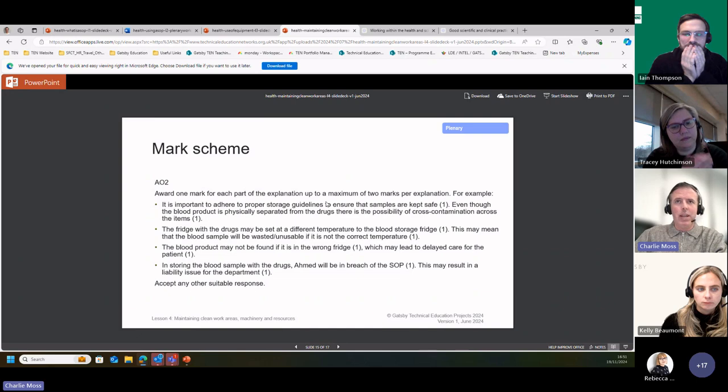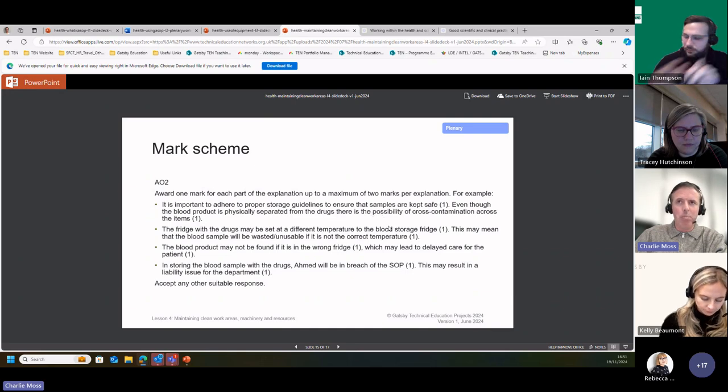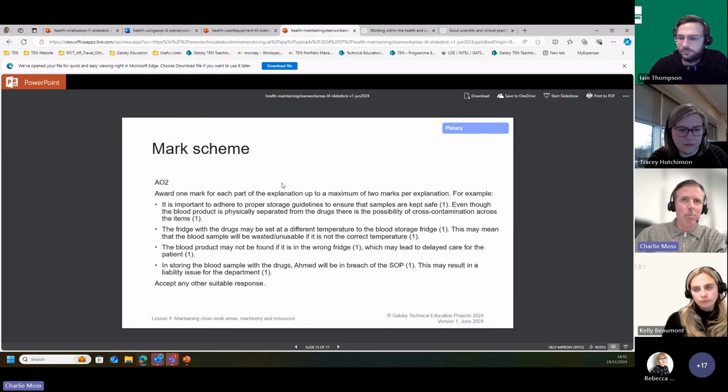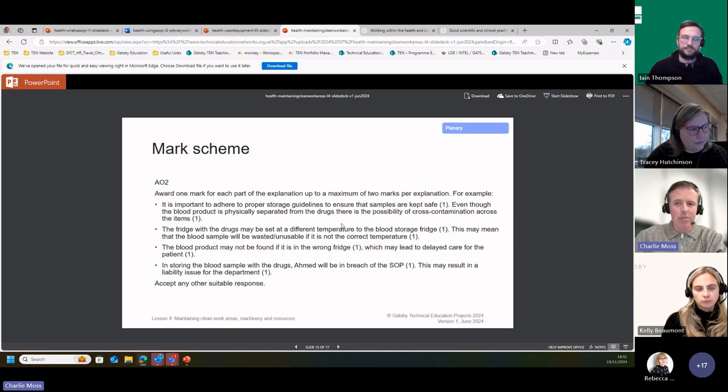So it's important to adhere to appropriate guidelines. It could be separated, the temperature could be at a different rate than what a blood fridge is, and therefore it could contaminate. So it's about applying that learning. It gives you some examples about how you would access AO2 for that question as well, really. So the assessments that we've kind of incorporated within the materials are throughout the materials. I've just tried to use one topic area just to pull out some examples, and we'll make sure that these are clearly signposted when we send out the information.